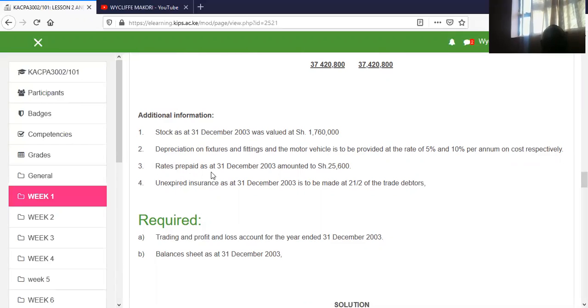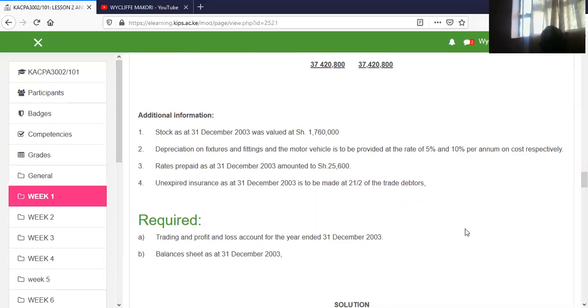The rates prepaid for that year was this. Prepaid, remember, we have paid in excess, and this amount will be utilized the next financial year. It was paid in excess this financial year, but it will be utilized the next financial year. So what we need to do, from the rates that we have paid, we rest this amount. The unexpired, remember, is the same as the prepaid, where insurance was also affected.